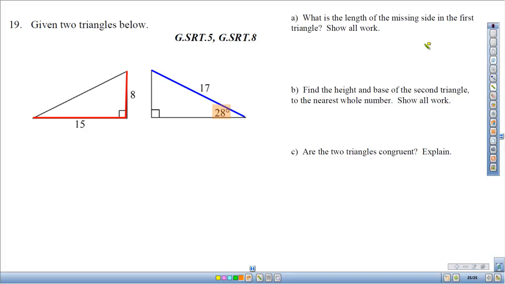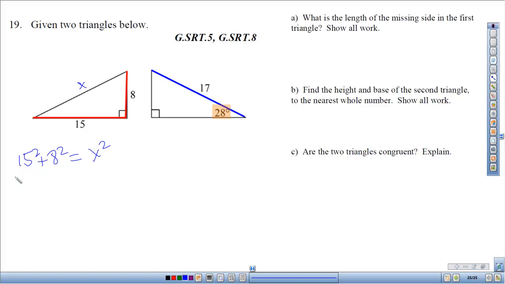Okay, so here's the first question. Find the length of the missing side in the first triangle, or the one over here on the left. Well, that's pretty much just a Pythagorean theorem problem. And who is my missing side right here? Isn't that the hypotenuse? So 15 squared plus 8 squared is equal to x squared. You can work this out on your calculator.